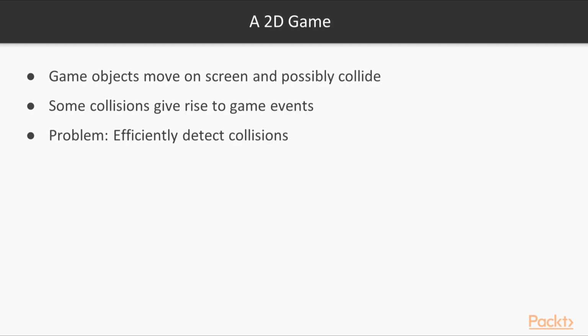So, as our application, imagine a two-dimensional game. In a typical two-dimensional game, we have some game objects which move on the screen and may possibly collide or overlap. And usually, some of these collisions, at least some of them, are relevant to the game because they give rise to game events. Therefore, the game needs a way to efficiently detect collisions, especially if it manages many different game objects at once.